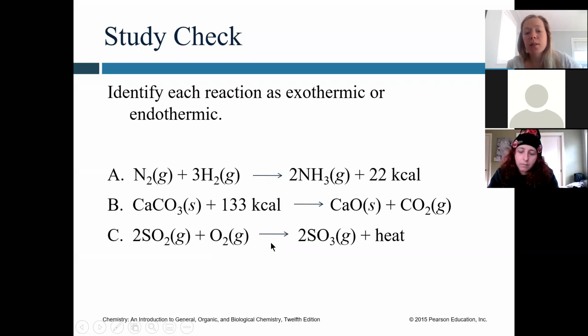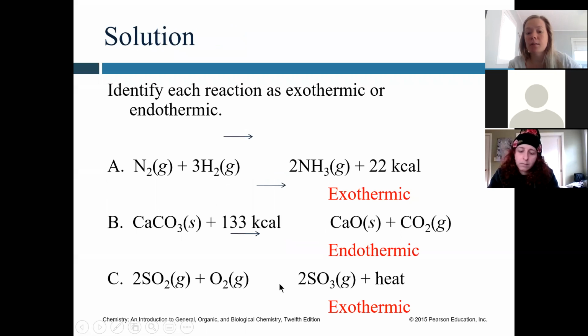And then this last one, where is our heat or our energy? Well, it says it there as heat. It doesn't give a discrete number. That's okay. This is very similar to the first one, where the heat is being produced. It's on the product side. So this would be exothermic. The heat is leaving our reactants.